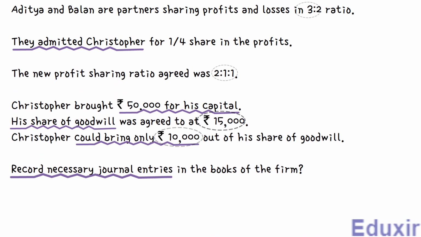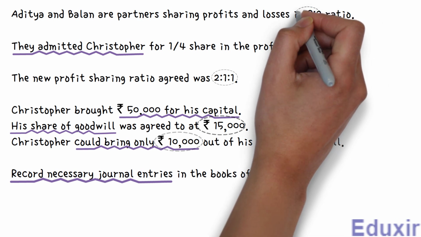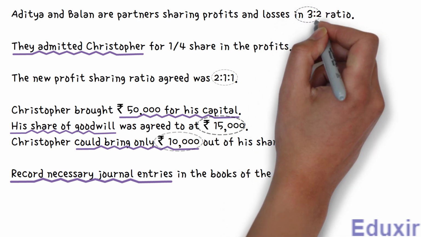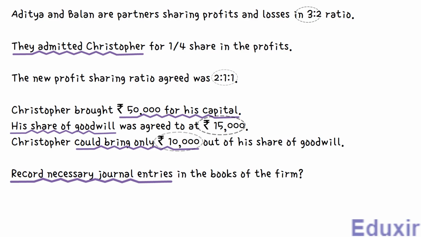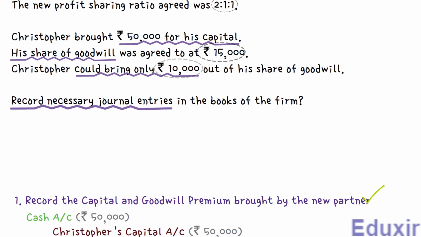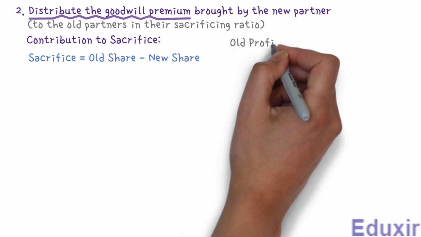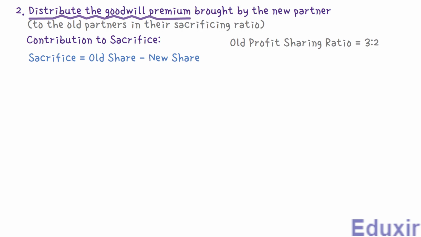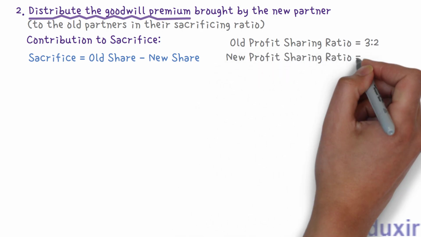Just to remind you, the old profit sharing ratio of the existing old partners is given as 3:2. And after joining the new partner, all the three partners share the profit in the ratio 2:1:1. Let's capture this here for reference. Old profit sharing ratio is 3:2. New profit sharing ratio is 2:1:1.